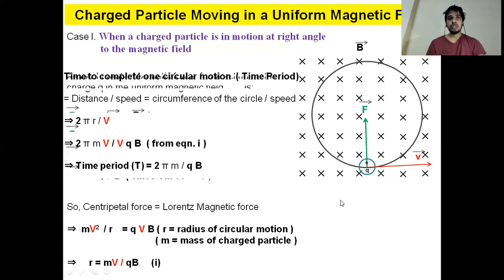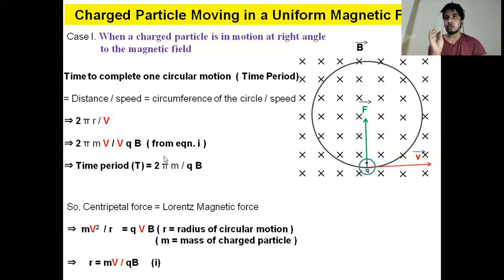Now the time to complete one circular motion by the charged particle is called the time period, which is simply distance by speed. Here distance is the circumference of the circle, that is 2 pi r, and the speed is v. When we replace r from the first equation, that is mv by qB, we will find that the time period is equal to 2 pi m by qB.